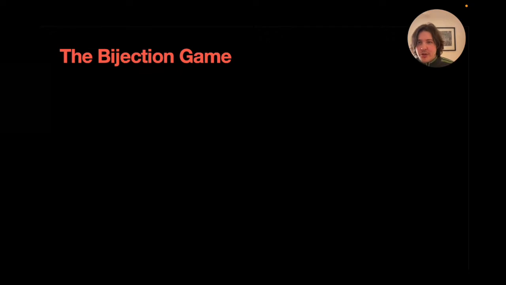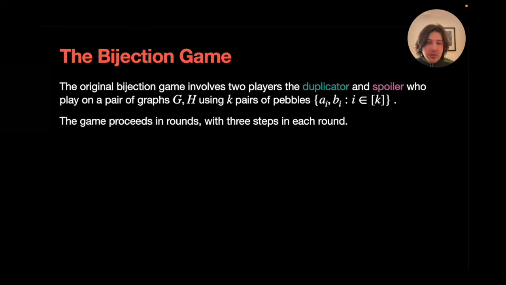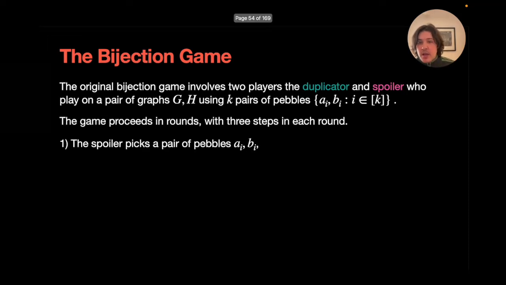The next crucial ingredient is the bijection game. The original bijection game, Hella's bijection game, involves two players, the duplicator and the spoiler, who play on a pair of graphs, G and H, using k pairs of pebbles. Now, the duplicator is trying to show these graphs are similar, and the spoiler is trying to show that they're not the same. The game proceeds in rounds with 3 steps in each round. First in the round, the spoiler picks up a pair of pebbles, a_i and b_i.